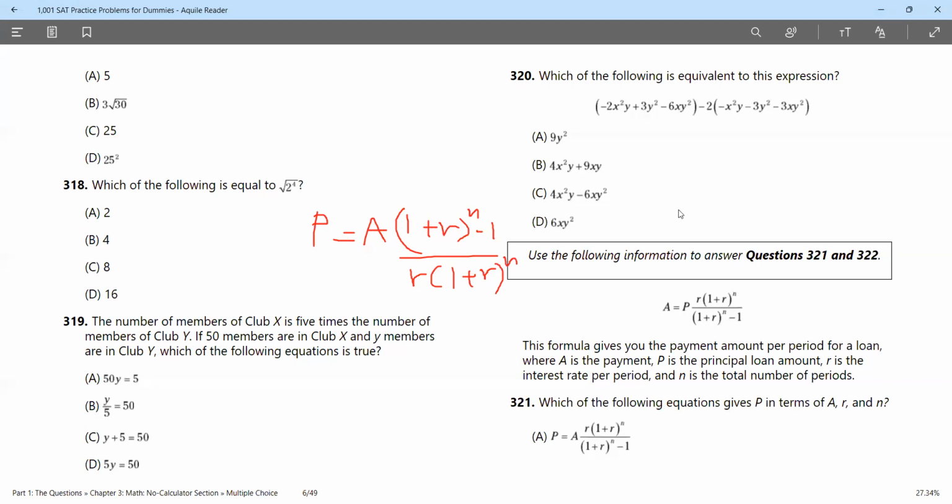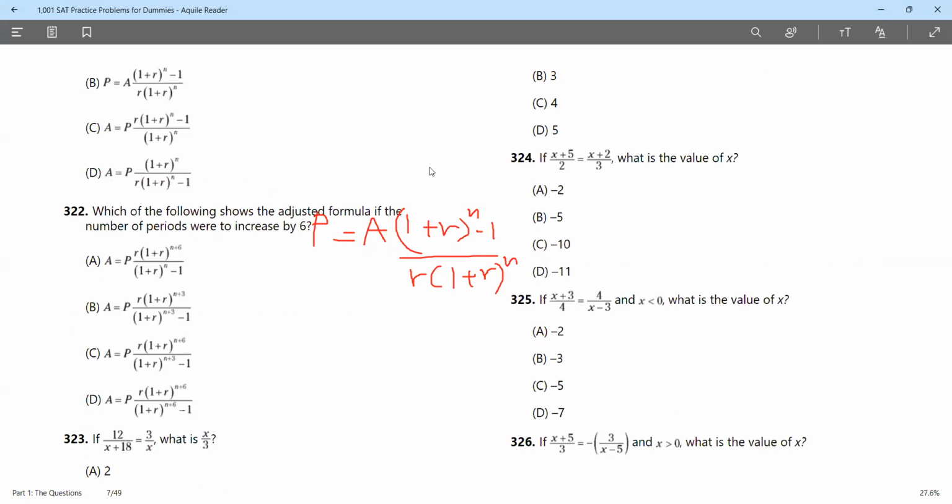Let's search for the answer. It's very easy. It will be B. Yes, this is our answer.